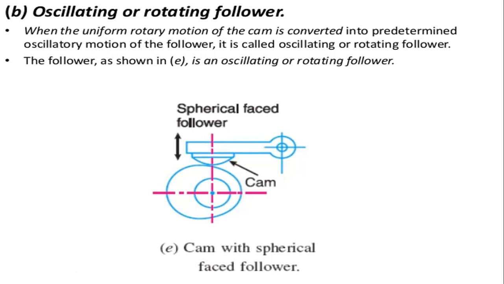You can see the oscillating or rotating follower in the picture. The best example for the oscillating or rotating follower is the cam with spherical phased follower. So the cam with the spherical phased follower is the best example.